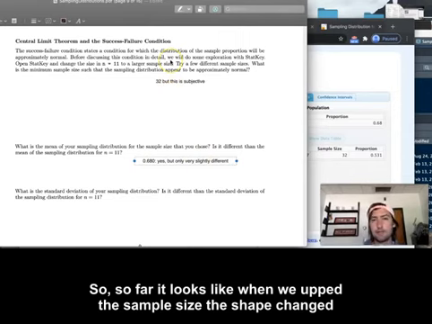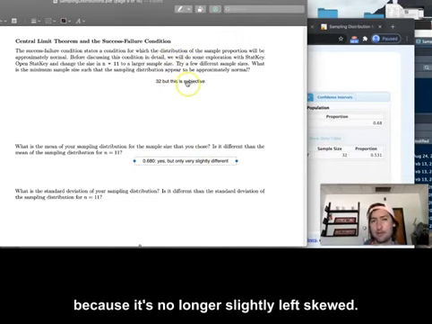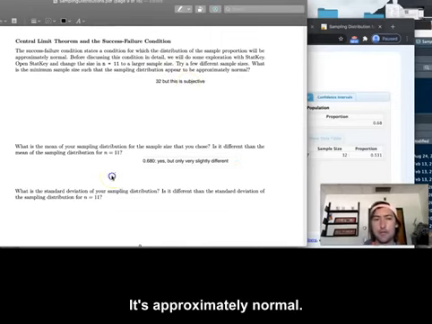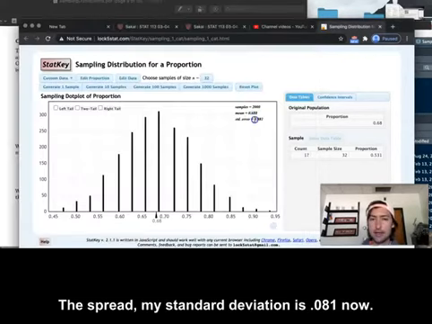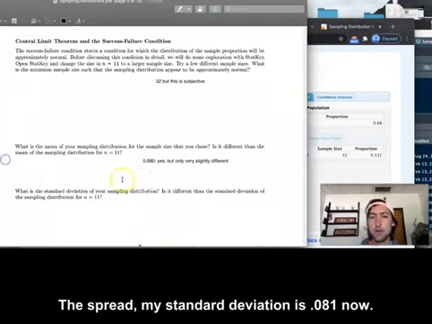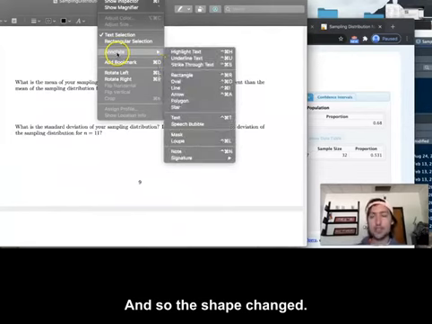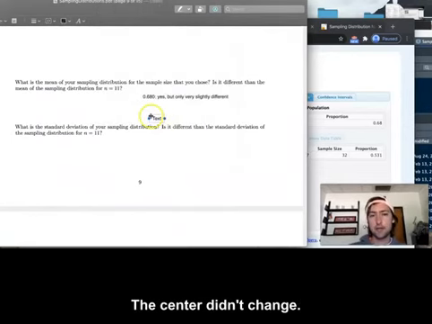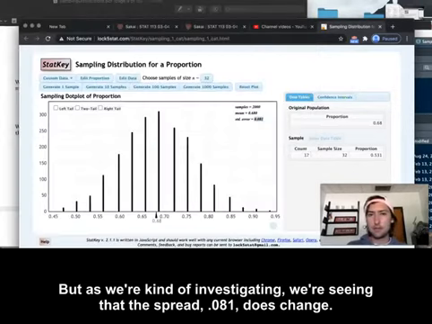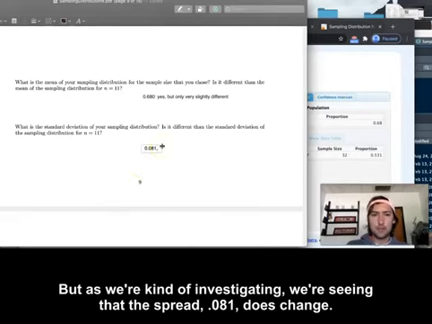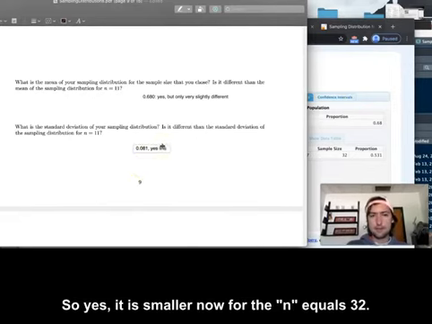All right, so far it looks like when we upped the sample size, the shape changed because it's no longer slightly left skewed, it's approximately normal. The center didn't really change. I mean, it changed just a tiny bit, but barely anything. The spread, my standard deviation, is 0.081 now. So the shape changed, the center didn't change, but as we're investigating, we're seeing that the spread does change. 0.081, yes, it is smaller now for the n equals 32.